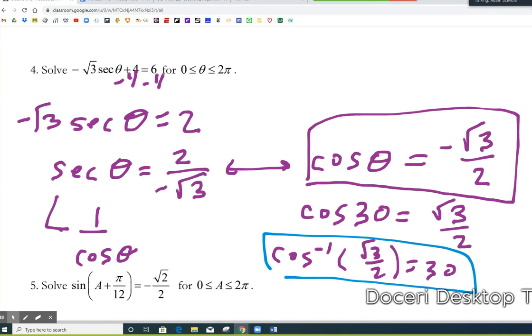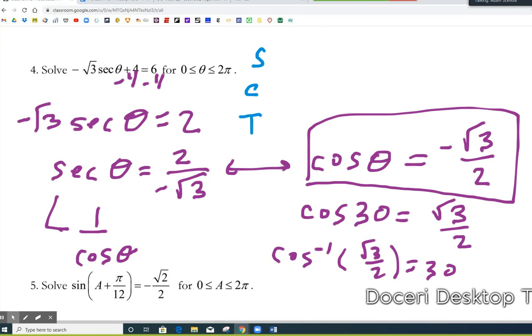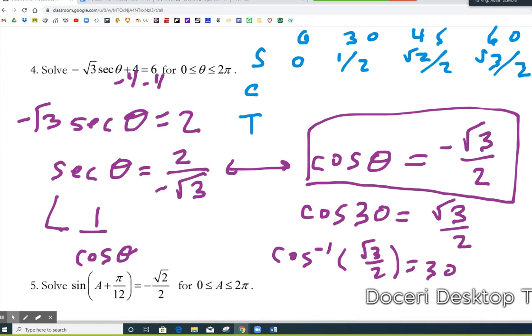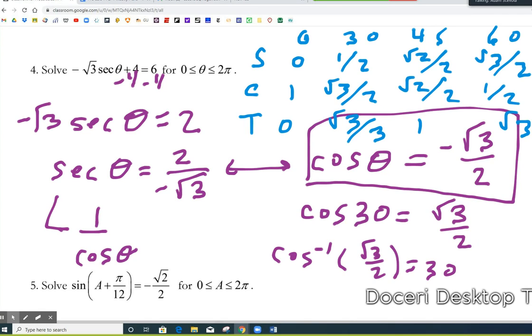If you don't, I highly suggest you memorize this table. If you go sine, cosine, tangent, with angles 0, 30, 45, 60, 90: sine goes 0, 1/2, root 2 over 2, root 3 over 2, 1. Cosine goes 1, root 3 over 2, root 2 over 2, 1/2, 0. Tangent goes 0, root 3 over 3, 1, root 3, undefined.